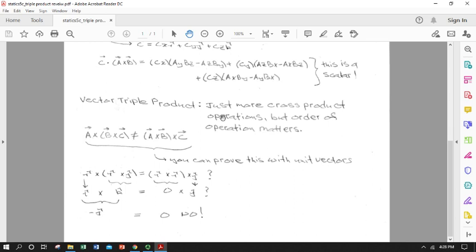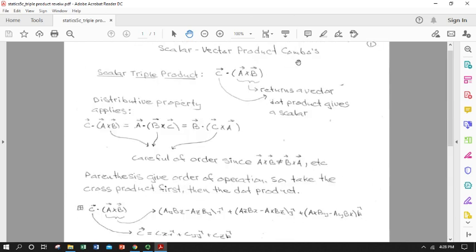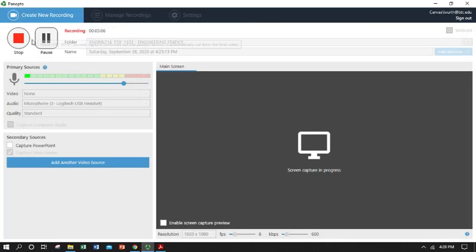So that is it, and you will definitely be seeing the scalar triple product to calculate moment of a force about a line. That's it for our very quick mini lecture.